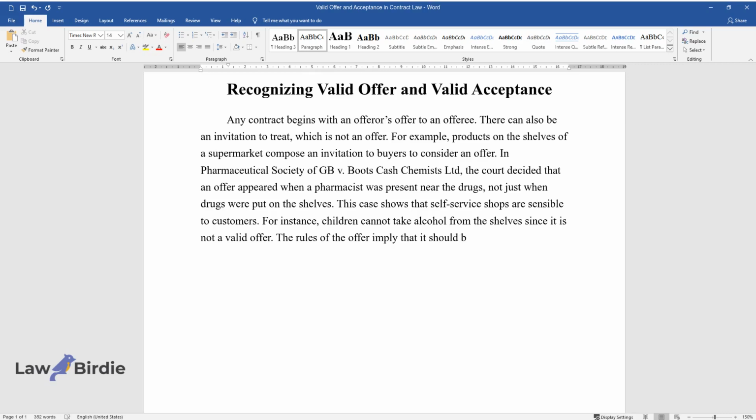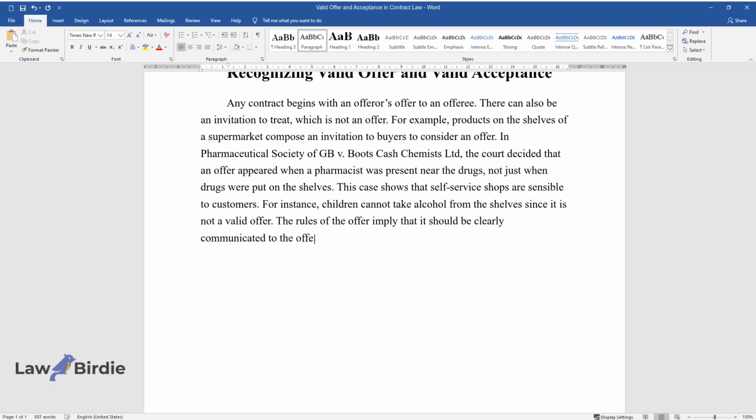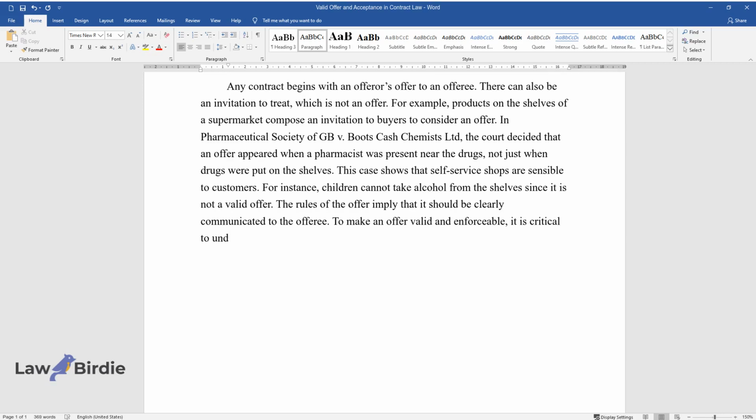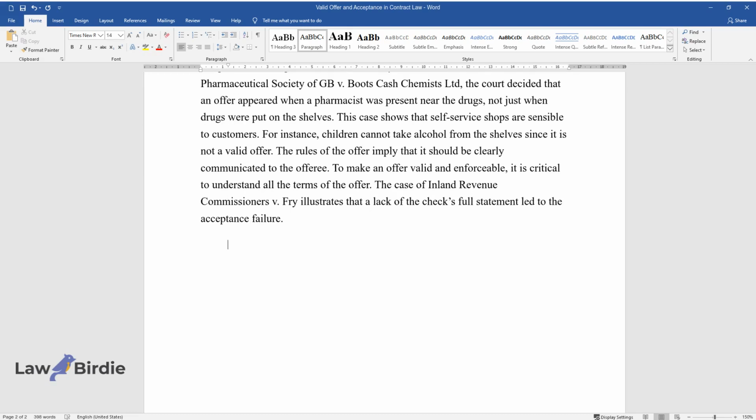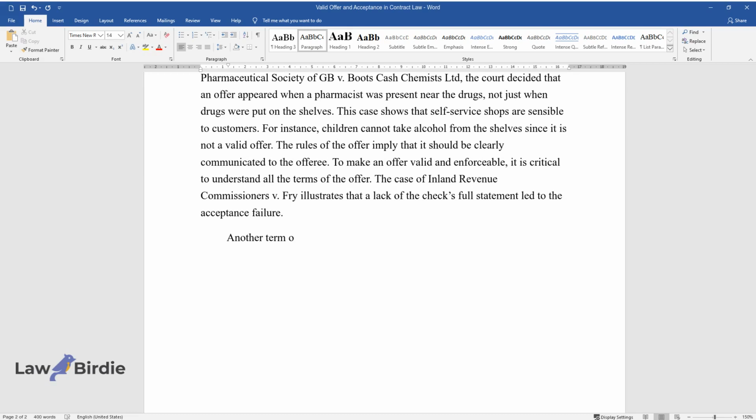The rules of the offer imply that it should be clearly communicated to the offeree. To make an offer valid and enforceable, it is critical to understand all the terms of the offer. The case of Inland Revenue Commissioners v. Fry illustrates that a lack of the check's full statement led to the acceptance failure. Another term of the valid offer is its withdrawal issues.